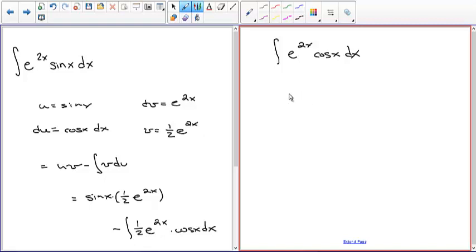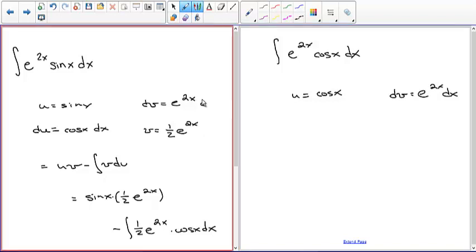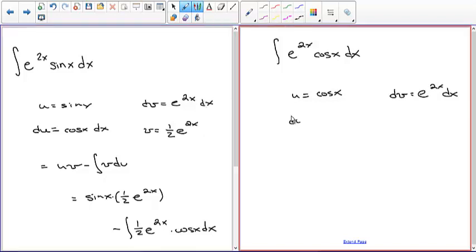You're like, oh, okay, I'll do it again. I don't think it's going to do me any good, but I'm going to do it again because he told me to. So u is equal to the cosine of x. dv is equal to e to the 2x dx. Forgot my dx over here. So du is equal to negative the sine of x dx. So make sure I get the negative sign in there. And v is equal to 1/2 e to the 2x, just like before.